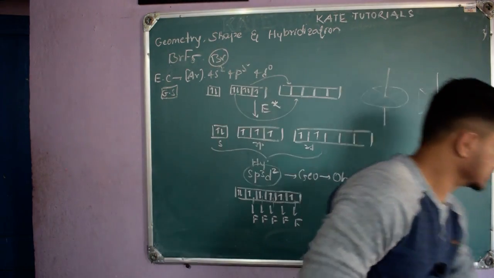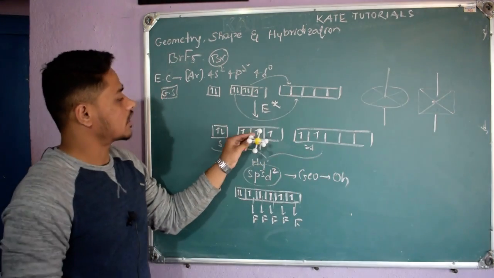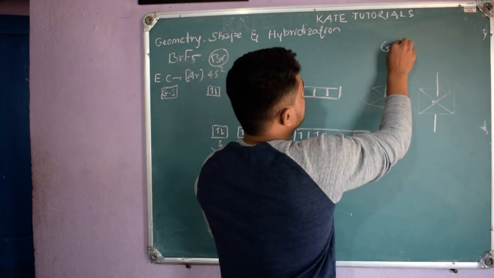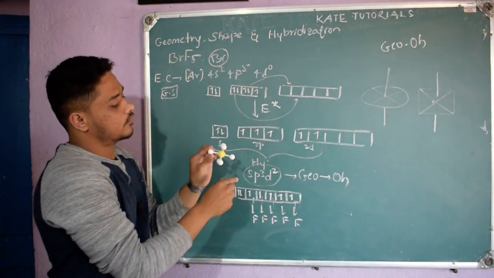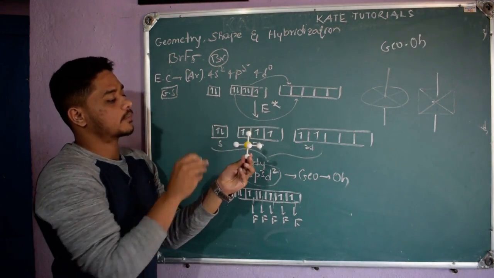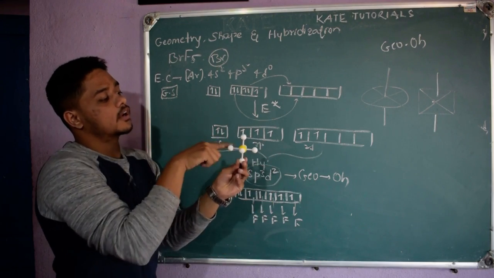So if you want to see the structure, I will show, right? This is the structure of octahedral, right? So this is the geometry of octahedral. So what is this octahedral? See, 4 atoms. I will hold this. See, 4 atoms: 1 atom, 2 atom, 3 atom and 4 atom. All these 4 atoms are in a single plane.